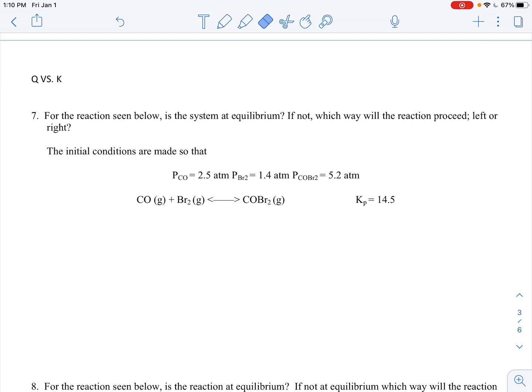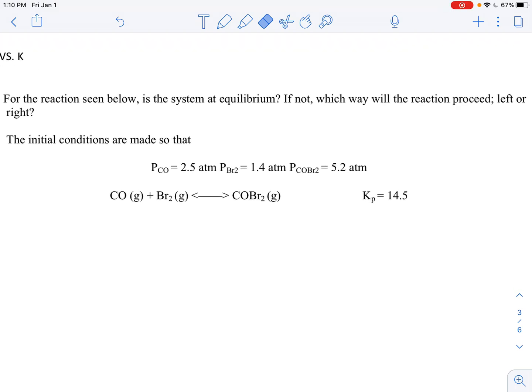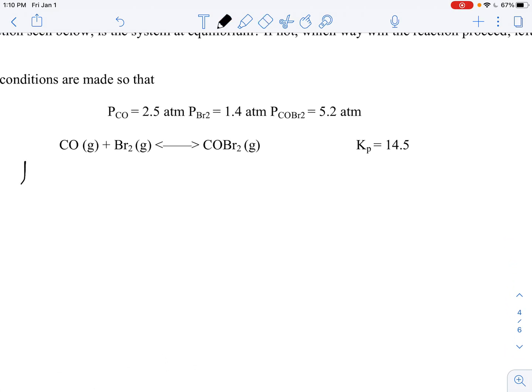Number 7. Number 7 is going to ask you to make a judgment call about which way the reaction should go. So they're not going to tell you that it's at equilibrium, and they're not going to give you obvious non-equilibrium conditions. They're going to give you conditions where it could be at equilibrium. Maybe it is, maybe it isn't. I don't know. So how are we going to do this? Well, let's take a look.